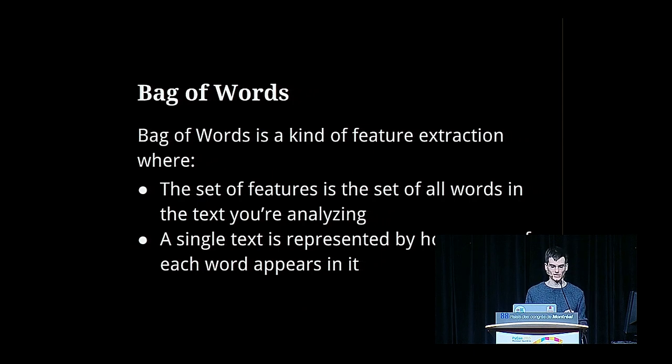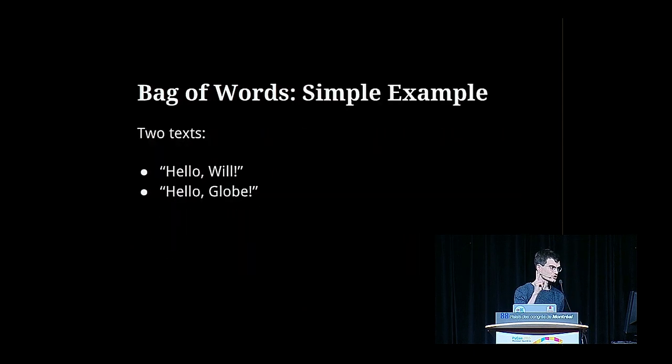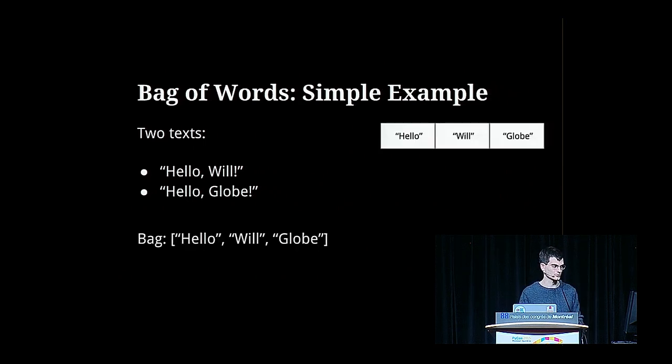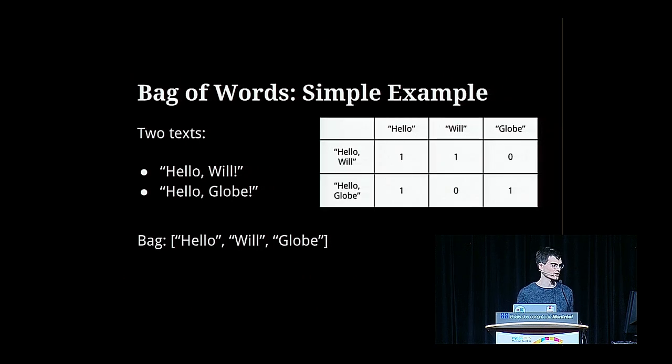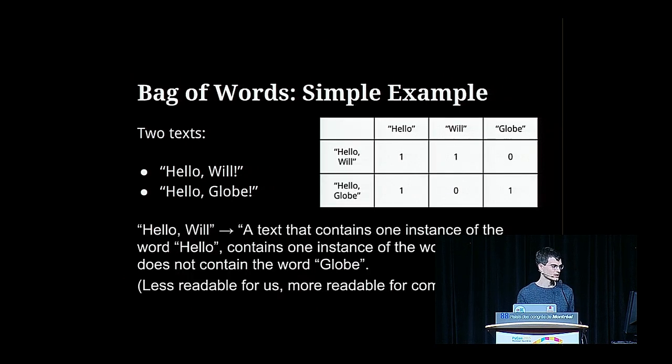This is a little abstract, so let me illustrate it with an example. Say we have two texts, "hello will" and "hello globe." The first thing we do is pick out all the unique words that appear in these texts, and those are hello, will, and globe. Then we go through each text and count how many times each of those words in the bag of words appears. In "hello will," we have one hello, one will, and no globes. Semantically, we're transforming "hello will" into something closer to: this is a text that contains one instance of the word hello, one instance of the word will, and does not contain the word globe at all.